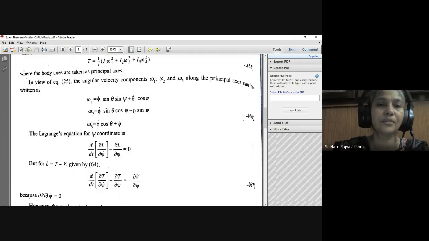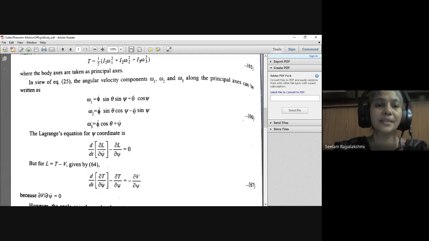Omega 2 equals theta dot sin theta cos psi minus theta dot sin psi. Omega 3 equals phi dot cos theta plus psi dot. So these are the equations, in view of equation number 25, for the angular velocity components. Omega 1, omega 2, omega 3 are the angular velocity components along the principal axes, which we can write like this as equation number 66.